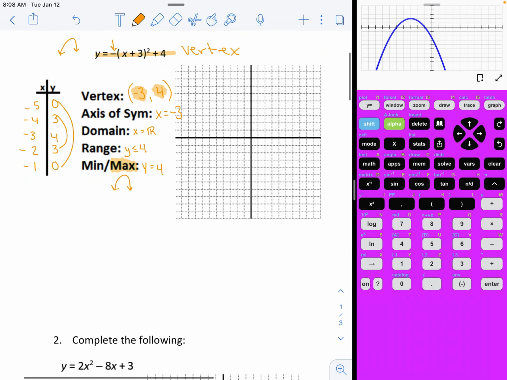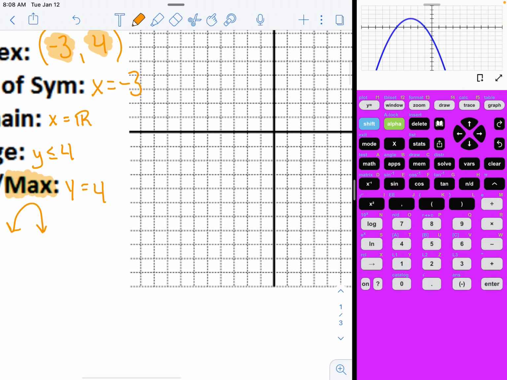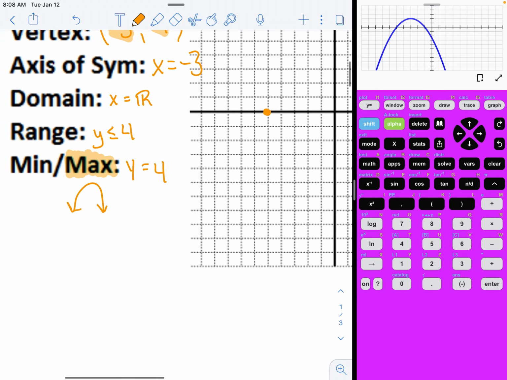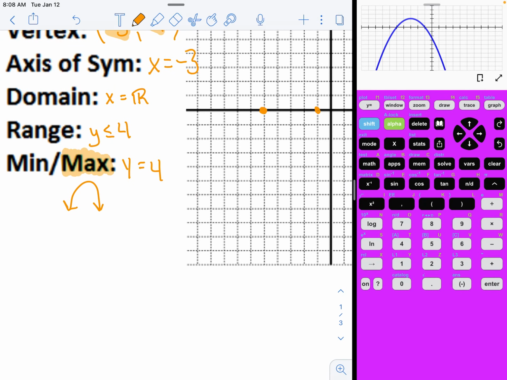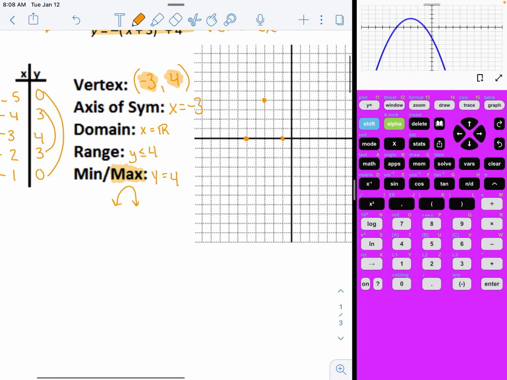So let's plot our points. -5, 0. 1, 2, 3, 4, 5. I think there was a -1, 0. 1, 2, 3, 1, 2, 3, 4. Just plotting my points. -4, 3. -2, 3. And there's the shape. The shape matches what we have showing on the calculator. So we know that we did that problem right.